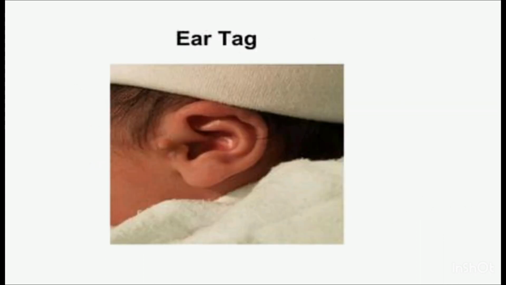This is the picture of ear tag. As you can see in the picture, there is a small lump of skin or fat or cartilage in front of the ear that some babies are born with.